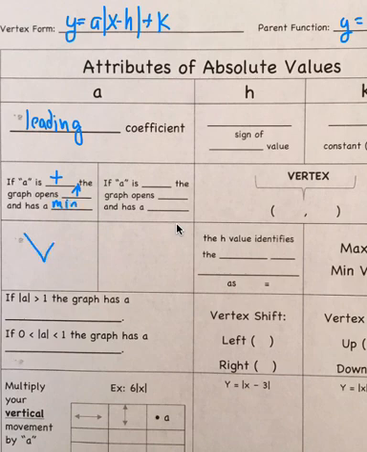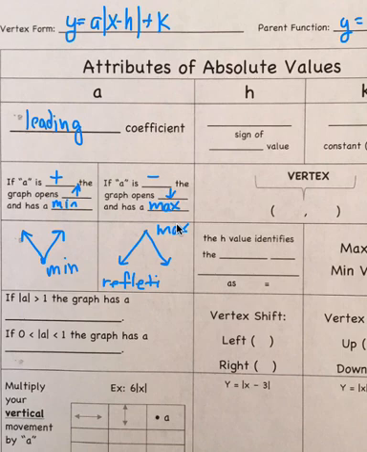So it'll look something like this, with the min. If it's negative, the graph opens down and has a max. So it would be something like this. If it's negative, it also has something called a reflection. It reflects across the x-axis. So we call it a reflection.